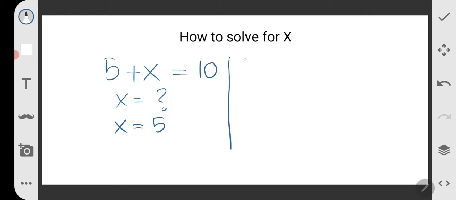So there are two ways we can look at this situation. We can say 5 plus, let's say this is a blank, and let's say this is equal to 10. So 5 plus what will make it 10? And obviously it has to be 5, right? That's how we know that x is equal to 5.